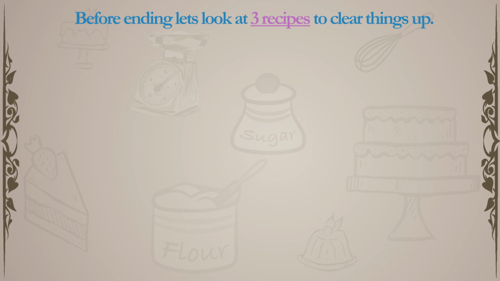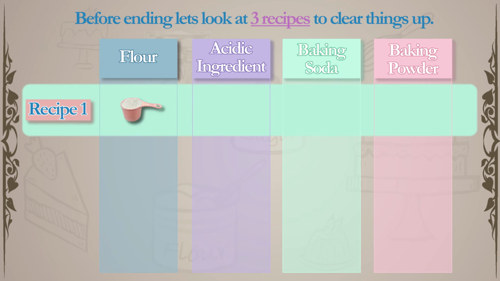Before ending, let's look at 3 recipes to clear things up. Recipe 1 uses 1 cup of flour and no acidic ingredient. So you cannot use baking soda in this recipe because there is no acidic ingredient to activate it. If you use baking soda in this recipe, then it will not rise the 1 cup of flour, so the cake will be dense and also have a soapy or bitter taste. So instead, use 1 1/4 teaspoon baking powder, which will be enough to rise the 1 cup of flour.